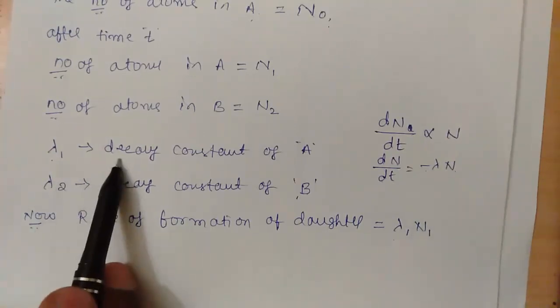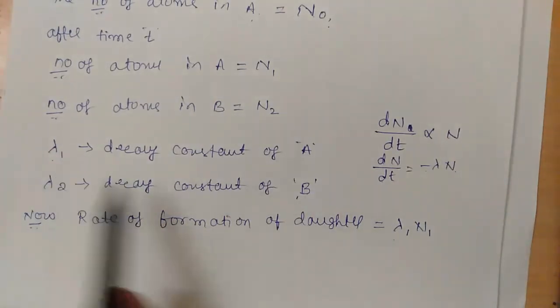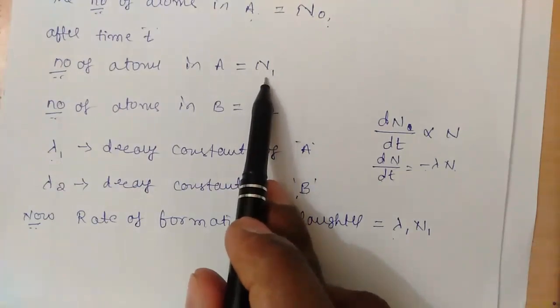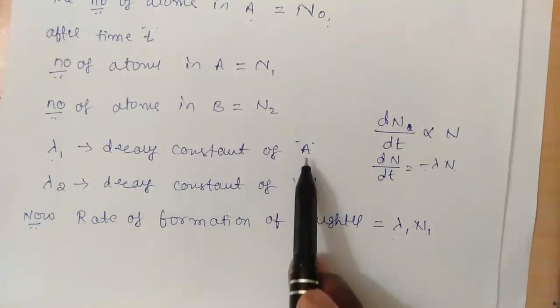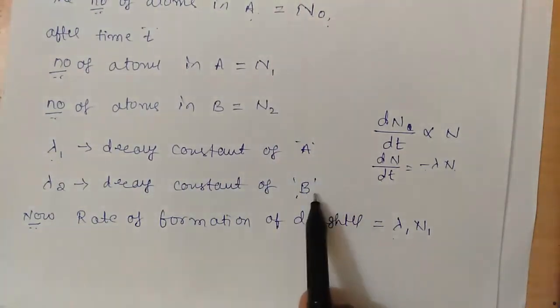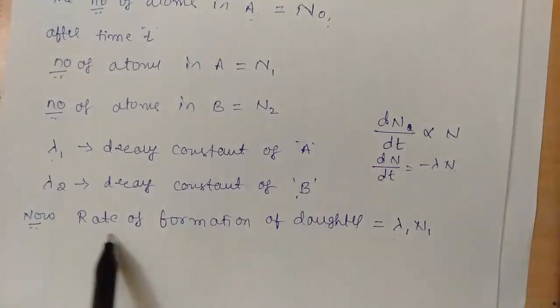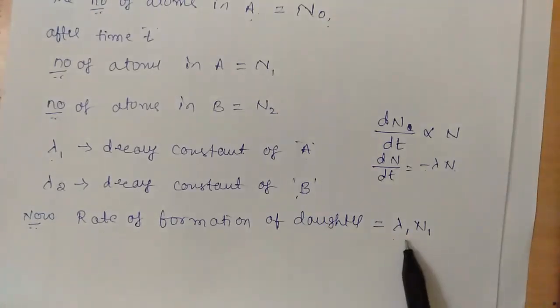So what is the decay constant for element A? It is lambda 1. And what was the number of atoms in A? It was n1. So when this starts decaying, a new element B is formed. Therefore we can write the rate of formation of the daughter nucleus, or daughter element, as lambda 1 into n1. We are not taking this negative sign. This negative sign always indicates that there is a decrease in the number of atoms in a particular element.